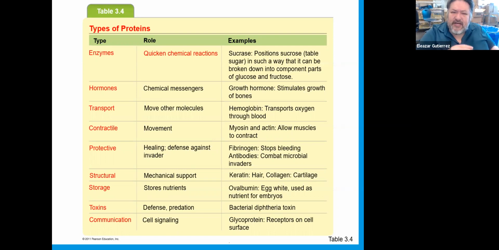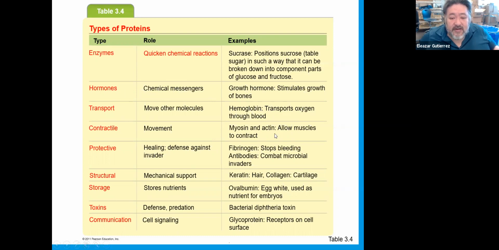You get to proteins, proteins do everything, okay? So they can be enzymes, which speed up chemical reactions. They can be hormones, which means that they function as chemical messengers, okay? They can carry out transport. So here your author gives you an example of hemoglobin to transport oxygen. But honestly, walking on your legs is also a type of transport that's carried out by proteins.